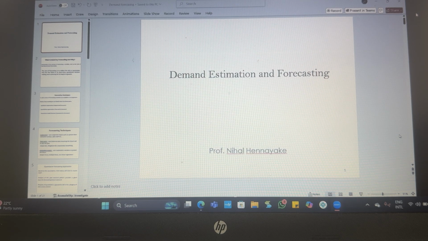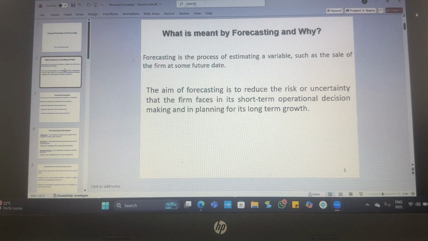Future demand from the customer side means, if you are the businessman, your sales. So that is the importance of this topic. Briefly, I explain here what is meant by forecasting. Forecasting is the process of estimating a variable, such as the sales of the firm at some future date. Variable means, in our case, demand.